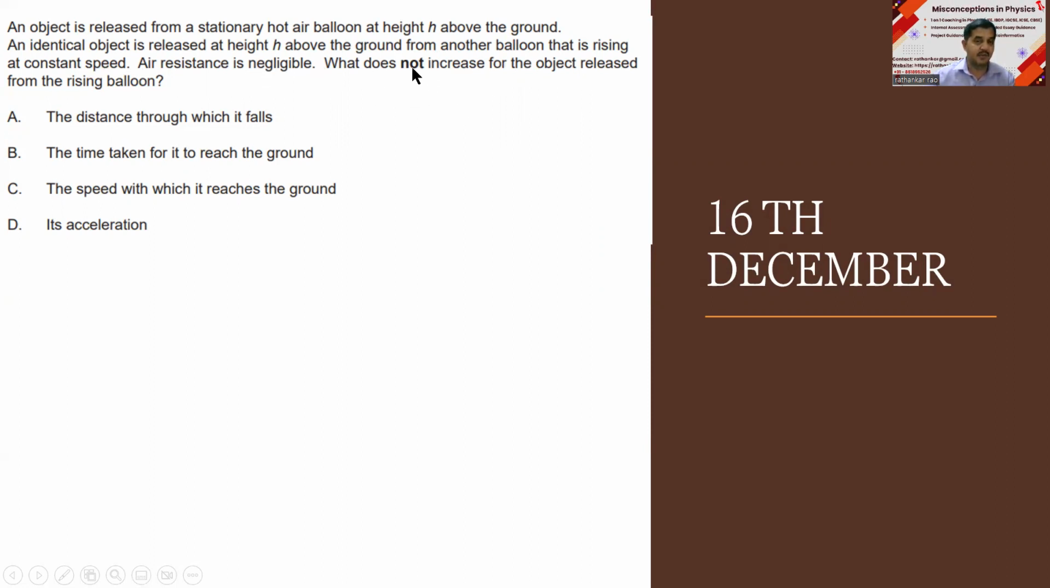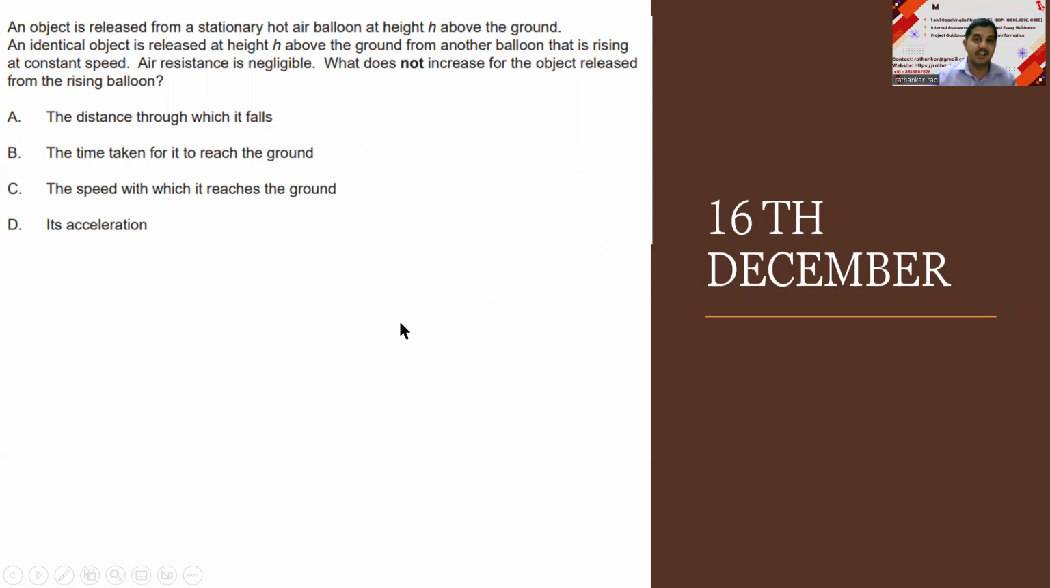Most of the time, we look at what is right, and here we should look at what does not increase for the object released from the rising balloon. Is it the distance? Is it the time taken to reach the ground? Is it the speed at which it reaches the ground, or its acceleration? So which one will not increase?